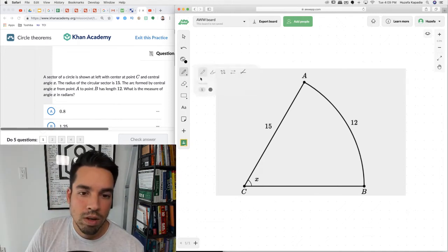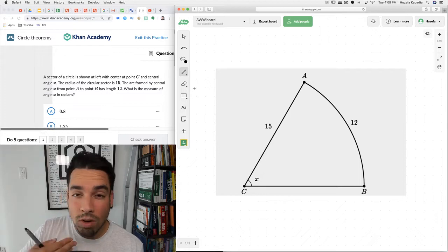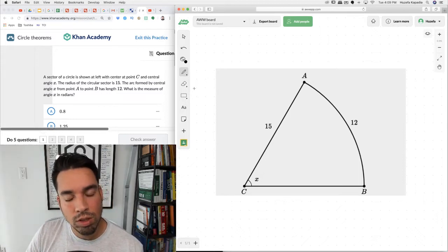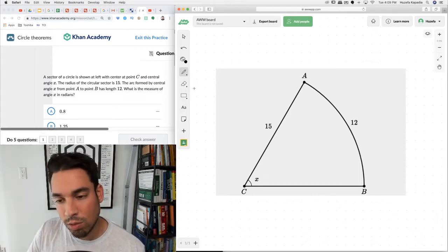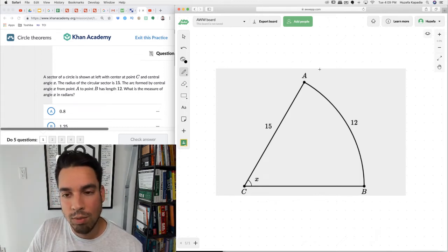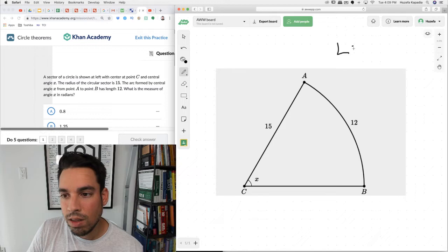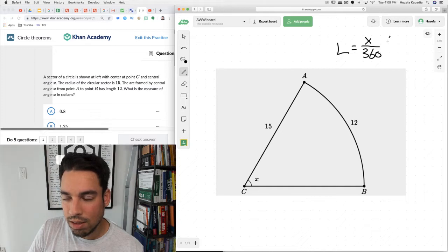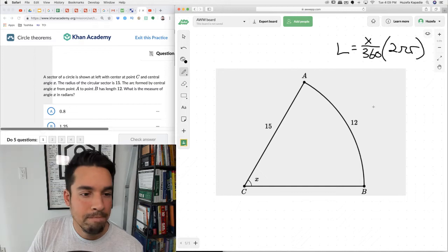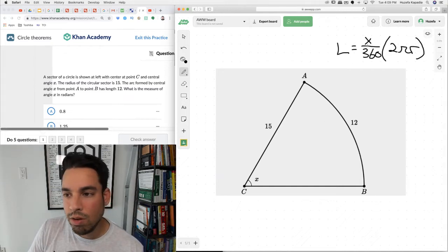Okay. This is talking about arc length. So as soon as you get in this situation, you should be like, we're talking about arc length. What's the formula for arc length? Let's just start there. The formula is length equals the central angle divided by 360 times whatever the circumference is, which again is 2 pi r. And again, it wants to know x, so that's fine.